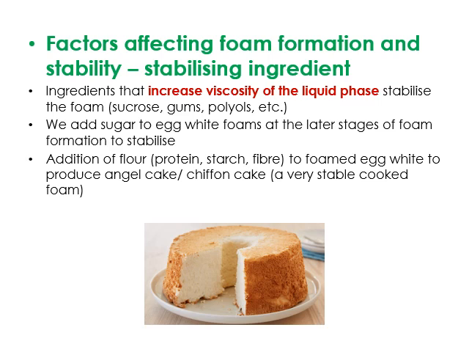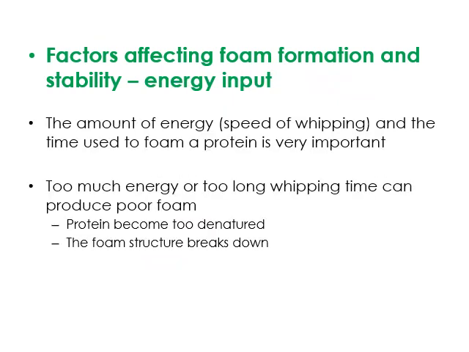Addition of flour to egg white also helps in stabilizing the foam. This is common, for example, in angel cake and chiffon cake. Energy input can also affect the foam formation. The speed of whipping and the time used to foam a protein is very important. If there is too much energy or too long a whipping time, this can produce poor foam because the protein becomes too denatured, and this will cause the foam structure to break down.